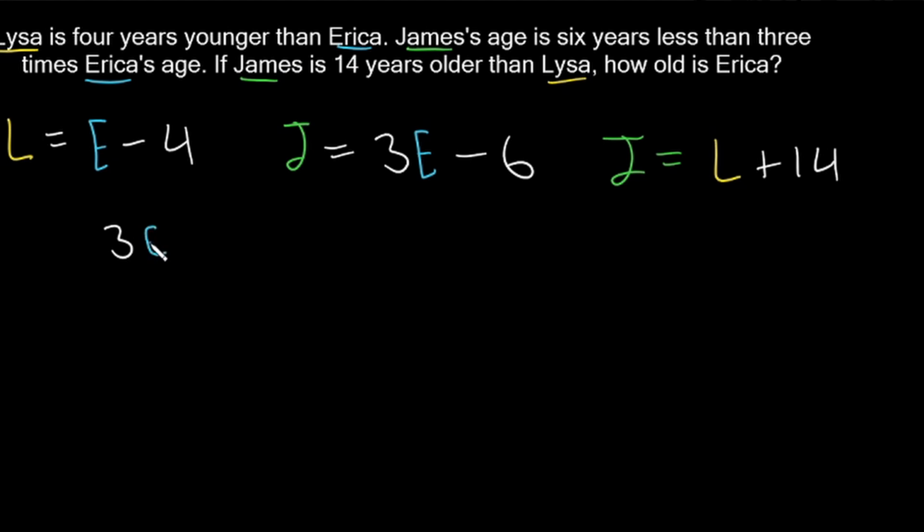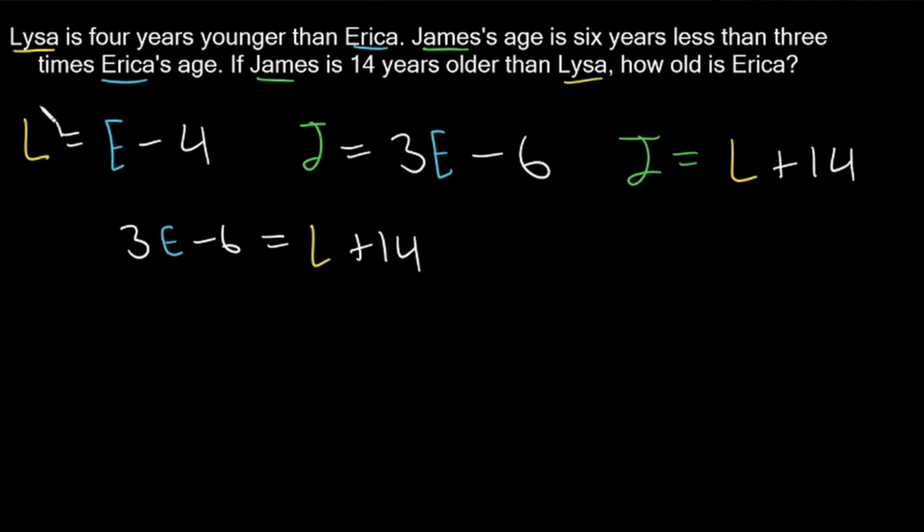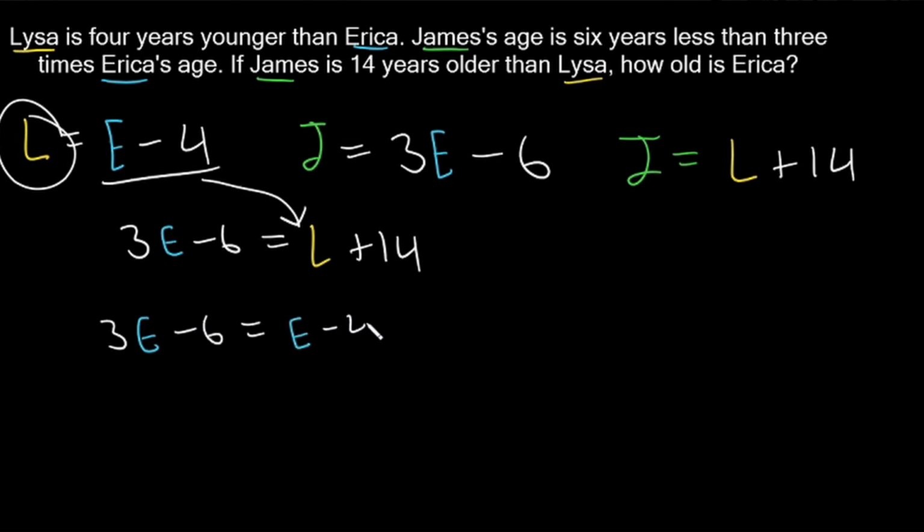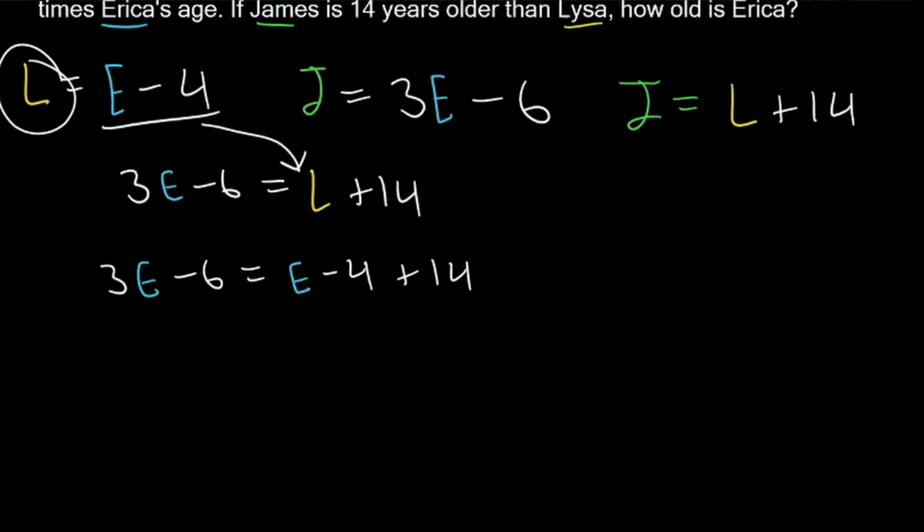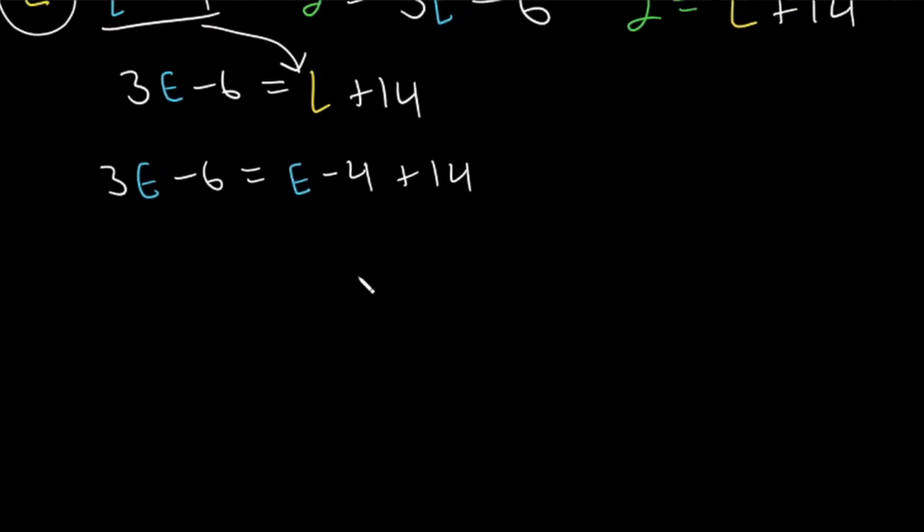3 times e minus 6 is equal to L plus 14. And now we still don't have e by itself, we still have 2 variables, so we need to get rid of one of them. Luckily, we already have L in terms of e, so we can substitute this function here for L. So let's do that. 3 times e minus 6 is going to be equal to e minus 4 plus 14. And now we just need to solve. So let me scroll down, make sure we have enough room.